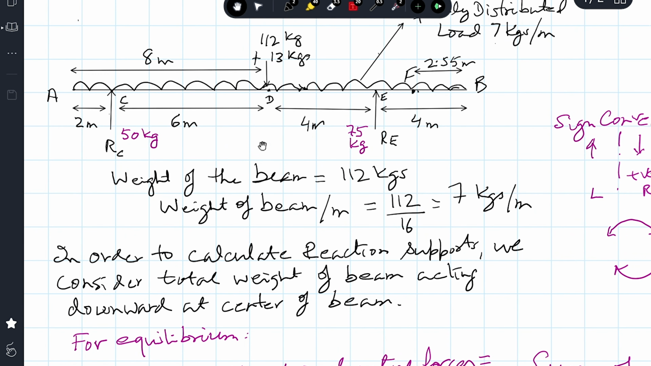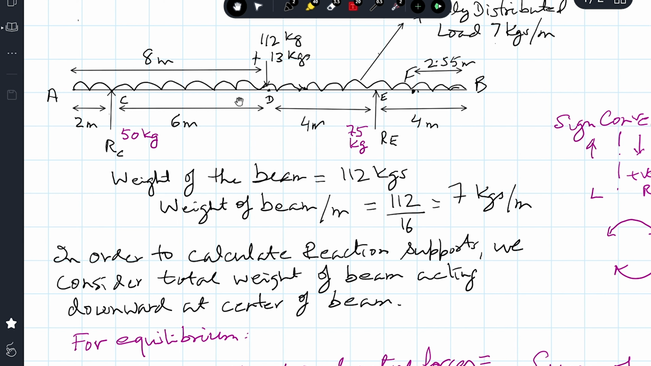So this point is somewhere between C and D, right? We have chosen this point M somewhere here. It is just, I think, left of D. And I take the length of this point from A as X meter.